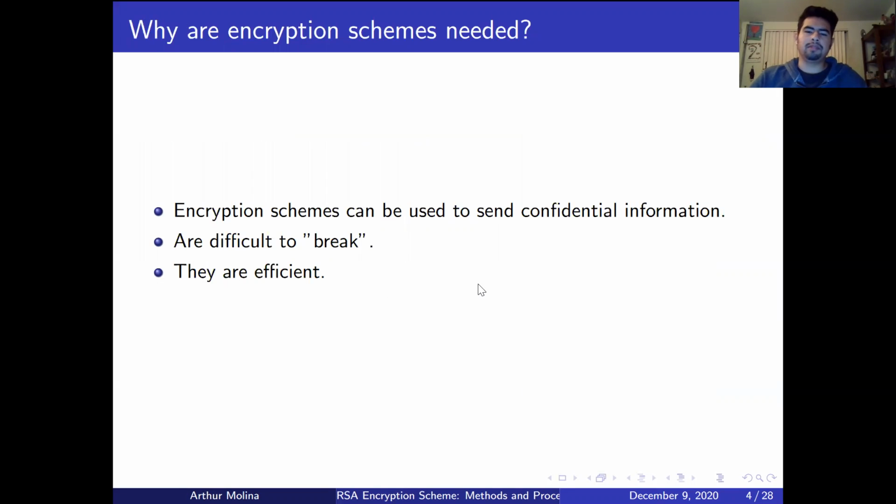Why are encryption schemes needed? They're needed because they're useful to send confidential information. Also, they tend to be difficult to break, which is why they're used. And furthermore, they're efficient, meaning that the person using them has little to no trouble trying to implement them on the information that they're trying to send.